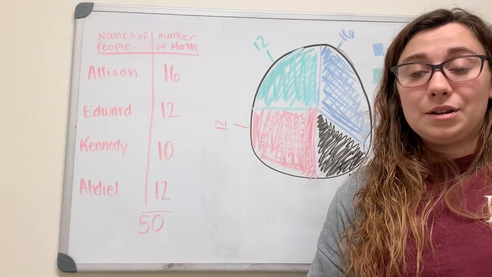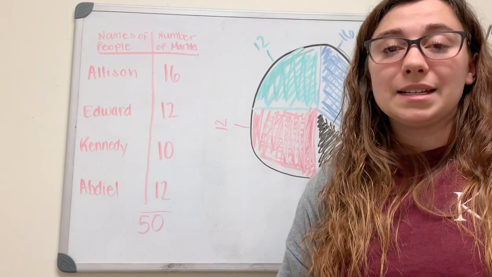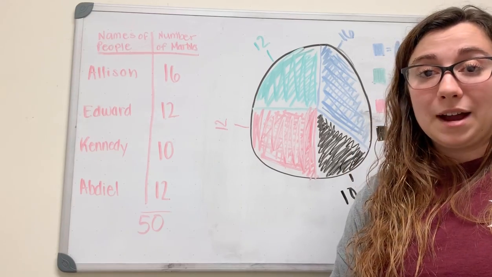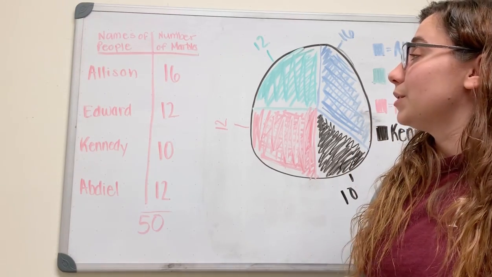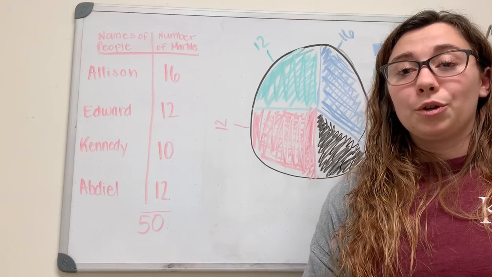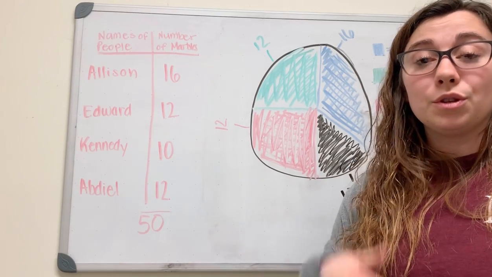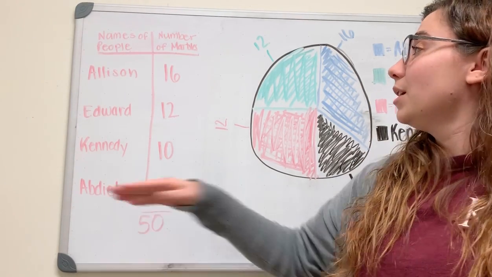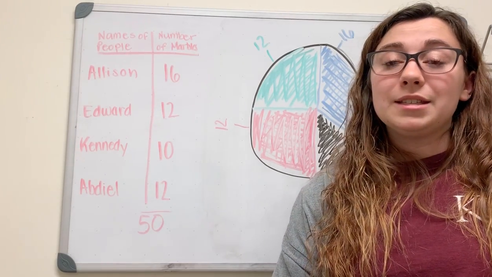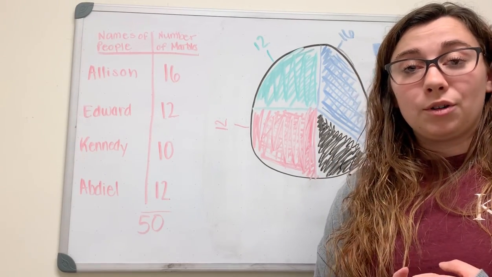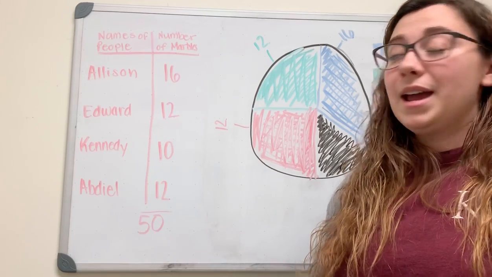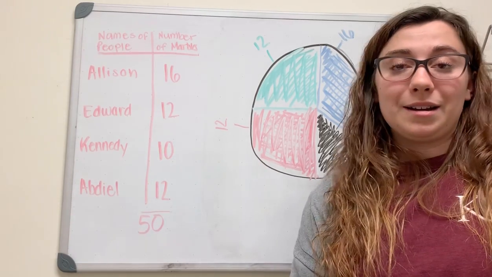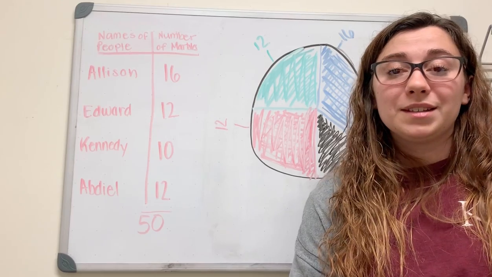So throughout these videos, we have learned how to translate data into different graphs. We learned how to take a word problem and use those data points to create a T-chart. And we've learned how to use a T-chart to make a bar graph, a line graph, and now a pie graph.